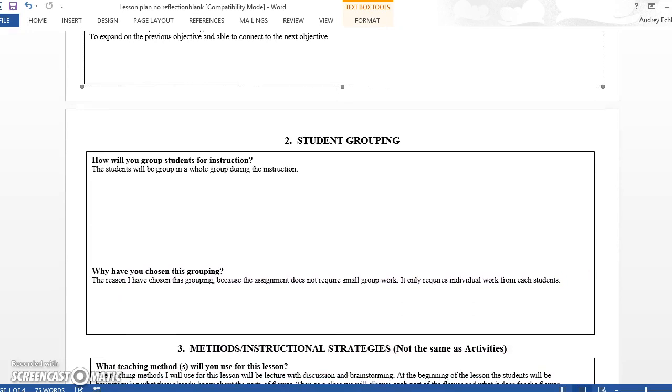Student grouping. I will have the students in a whole group during the instruction period, and then have them break off into individual work whenever I hand out the assignment. The reason I have chosen this grouping is because it does not require small group work, no 3s or 4s a group per person. It only requires individual work.